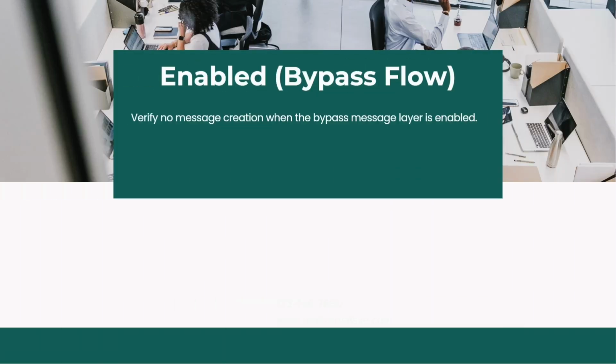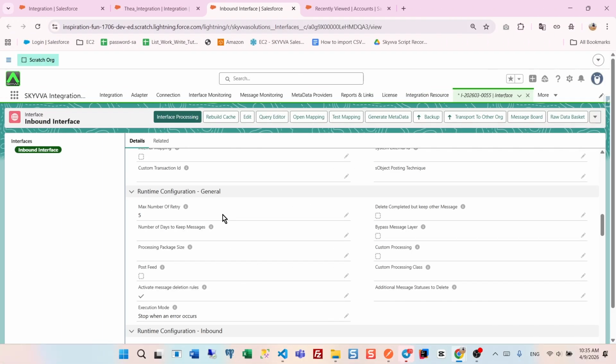Enabled bypass flow. Verify no message creation when the bypass message layer is enabled. Now, navigate to the inbound interface that has already been configured. Go to the Runtime Configuration, General section. Here, you will find the checkbox called Bypass Message Layer.